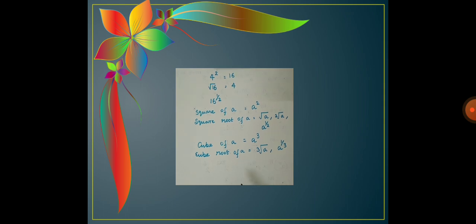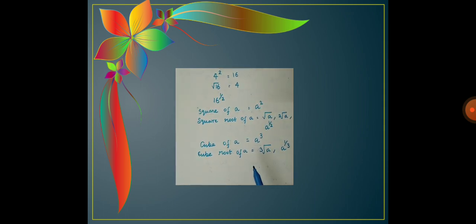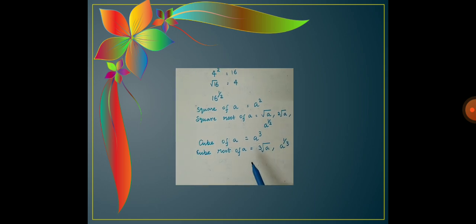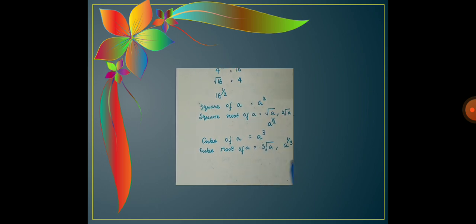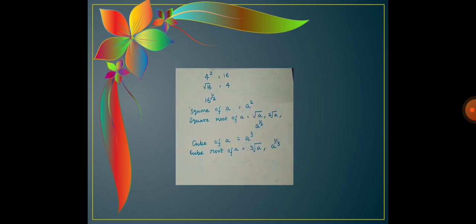Is it clear to you, students, now? How to identify? You should think critically, students. How to identify a cube and a cube root, a square and a square root. Is it clear? Yes.